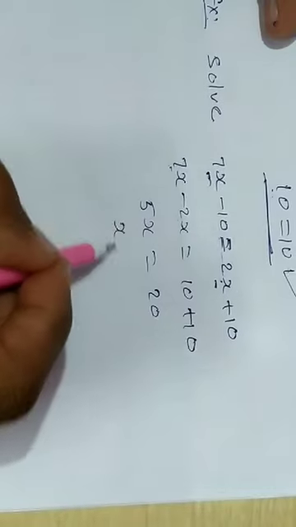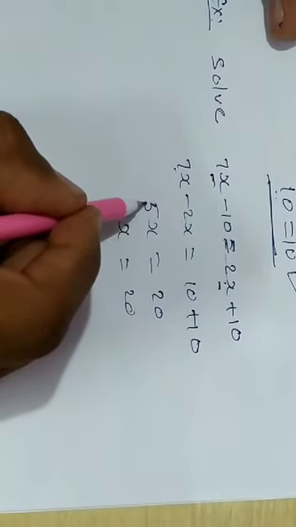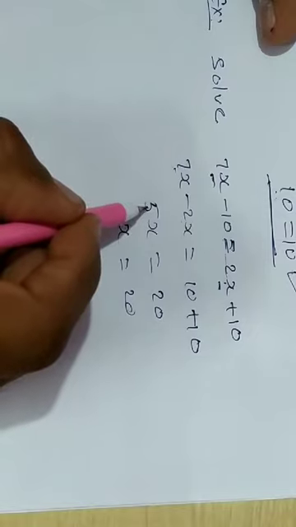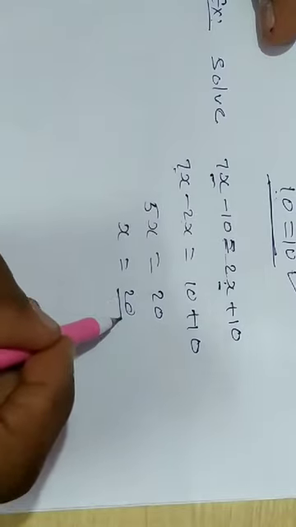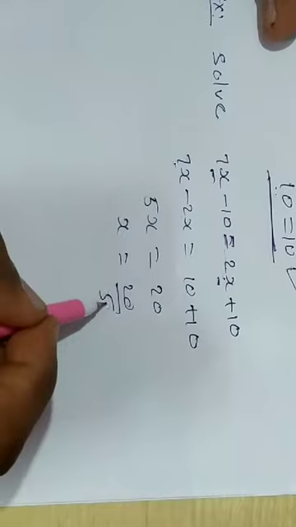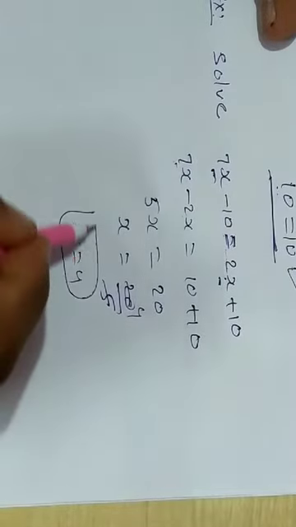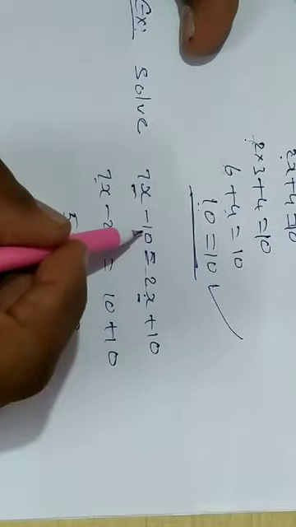Now 5x equal to 20. Here 5 is multiplied with x. So 5 into, after transferring it will become divided by 5. 5 ones are 5, 5 fours are 20. x equal to 4. So 4 is its solution.